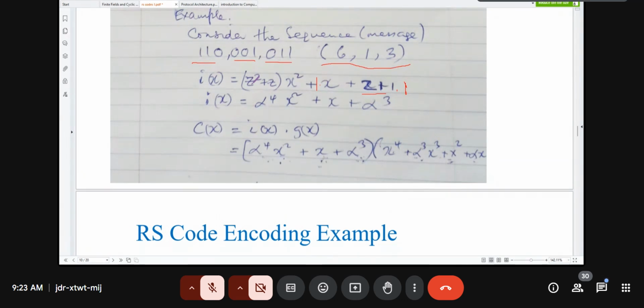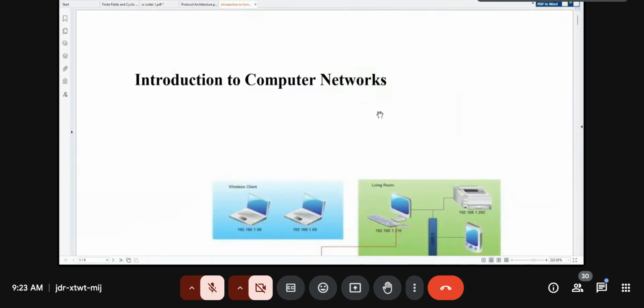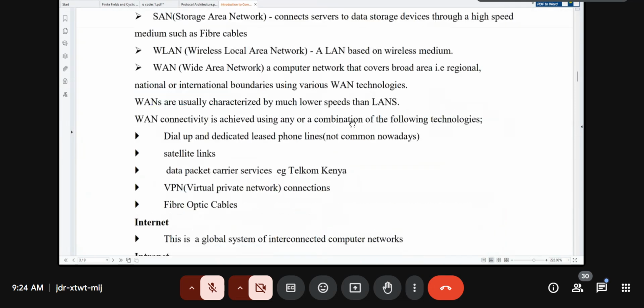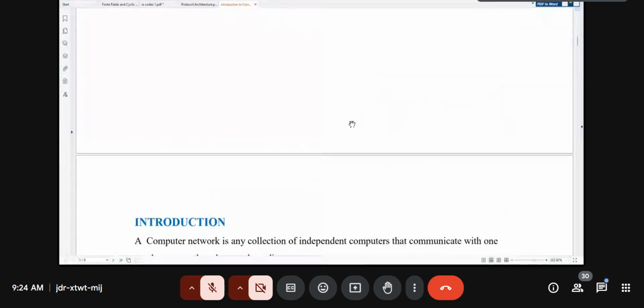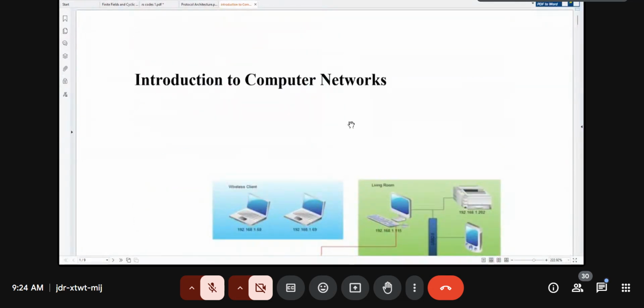But before we do that, I wanted to just introduce a small document. I think I have not sent this one. It's very basic. It is just an introduction to computer networks. By the way, I didn't ask you, does anybody have a problem with what we have done so far?